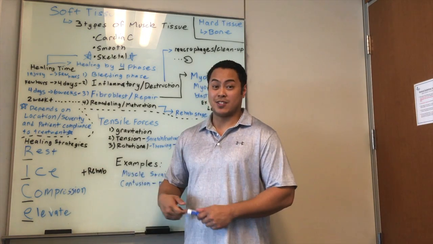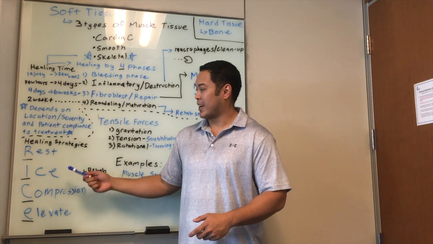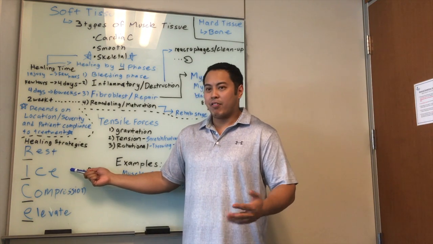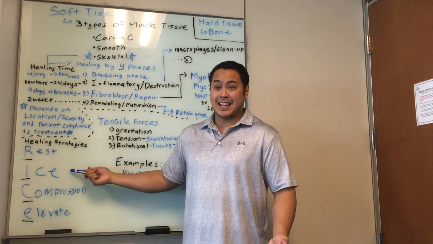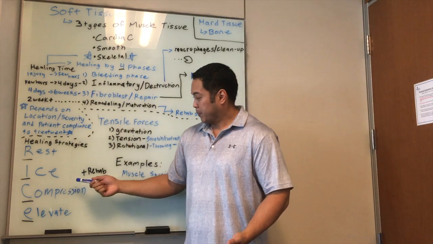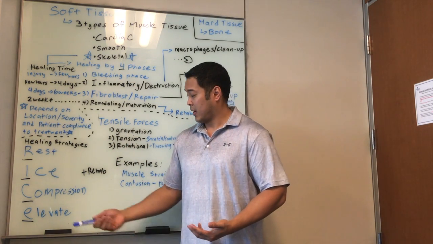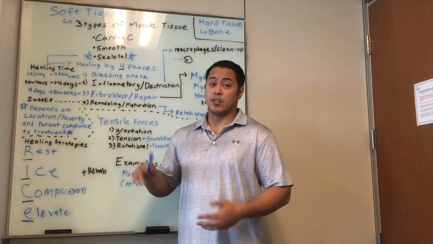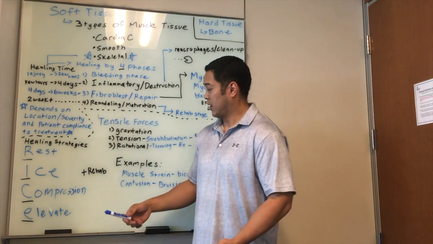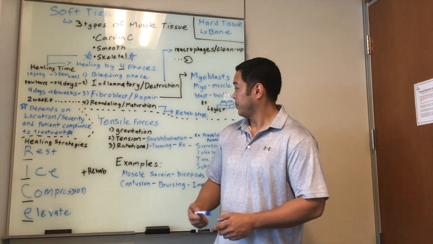So rest, you just want to rest the muscle or the injury. Ice, you want to ice it preferably 10 to 15 minutes at a time because you do not want to intrude on the inflammatory response. Compression, which is massaging or wrapping it up in a band, and elevate is elevating above your heart to slow down blood flow. We also included rehabilitation into the healing strategy.